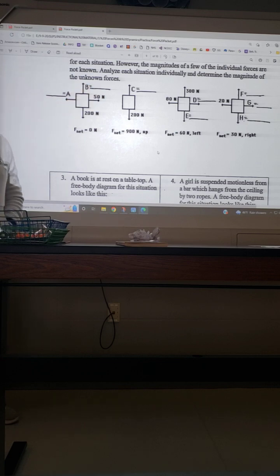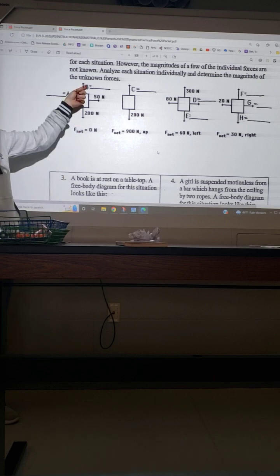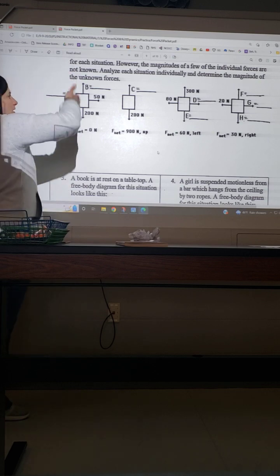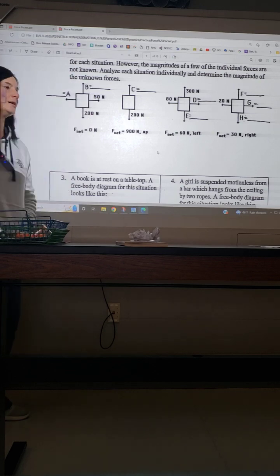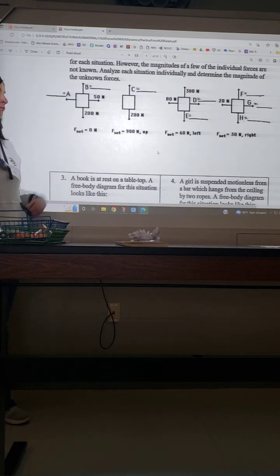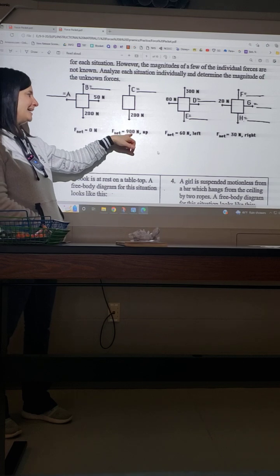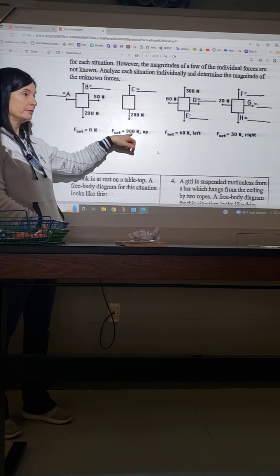So I need to make that what? What do you think, Ethan? What do I need to make B? 200. Yeah, it needs to be 200 newtons, because 200 newtons minus 200 newtons will give me 0 newtons. So both vertically and horizontally, they need to equal 0. And they do, if we make that 50 and that 200 newtons. Okay, so now it's saying that the net force is going to be 900 newtons up.